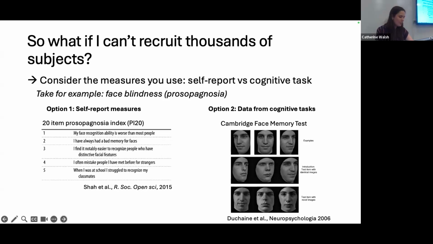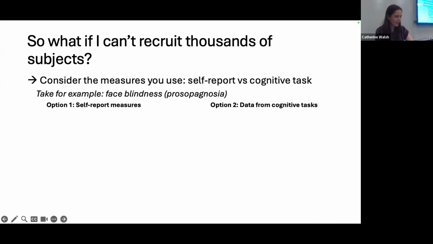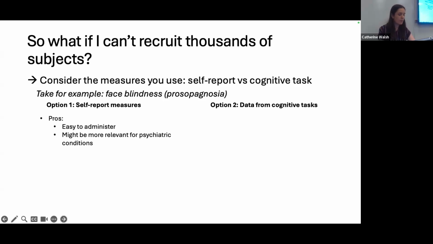And again, like before, there are pros and cons to both of these. So for instance, for self-report measures, they're easy to administer. They might be more relevant for psychiatric symptoms. It might be harder to develop a task to test your psychiatric symptoms. And they're potentially more stable within an individual. However, these do have the potential for bias a couple different ways.